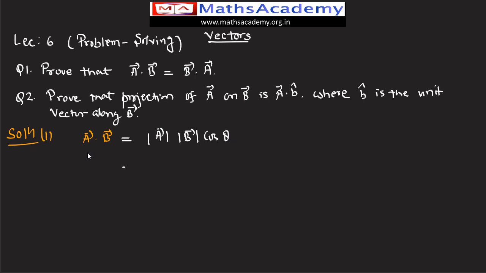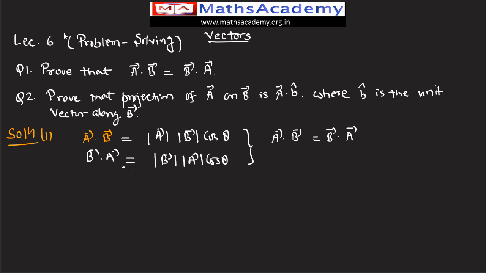If you take B vector dot A vector, it will be the magnitude of B, the magnitude of A, and the cosine of the angle between them. You know that both are the same, so we can say that A dot B is the same as B dot A.